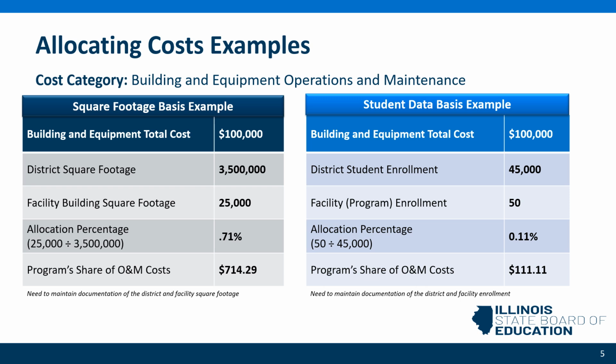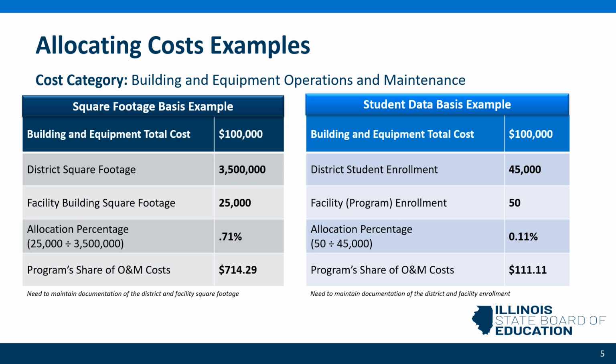equaling 0.71%. Applying this percentage to the total cost, 100,000 times 0.0071 would give us 714.29. This means that $714.29 is allocated to the special education program. It's important to maintain documentation of district and facility square footage to support this calculation.